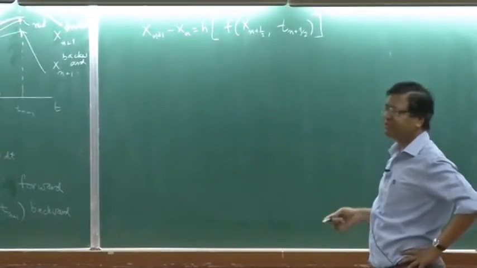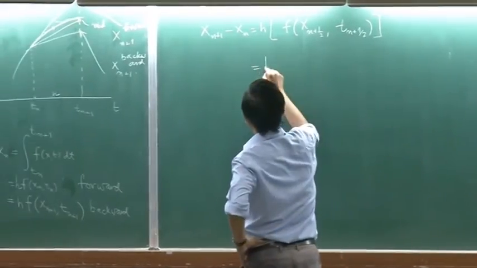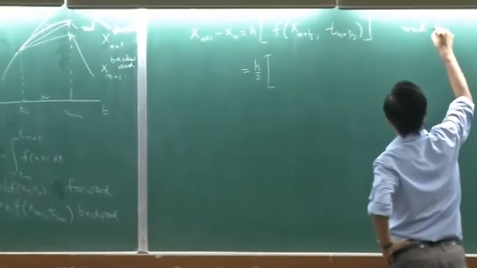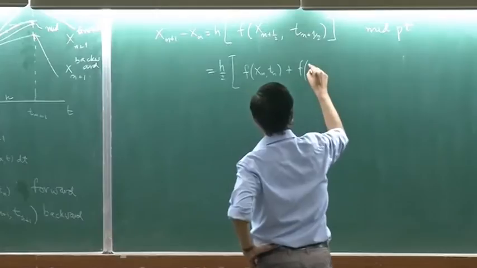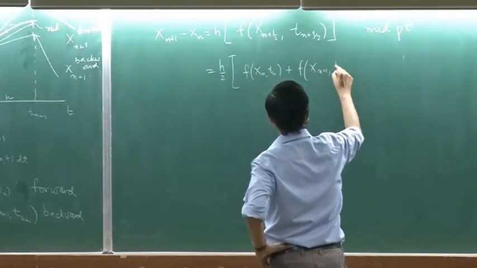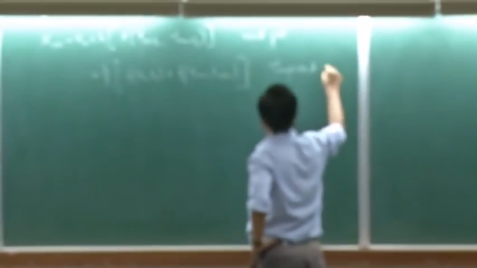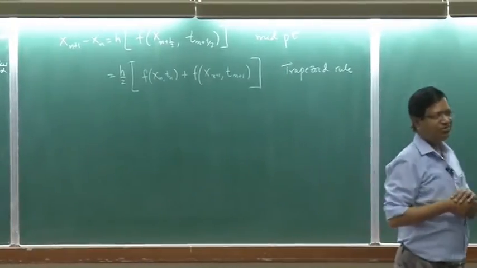Or I could use the trapezoid rule, which is the average of the two slopes. So h by 2 times f(x_n, t_n) plus f(x_{n+1}, t_{n+1}). Is that clear? So in fact I am using my ideas from integration schemes.